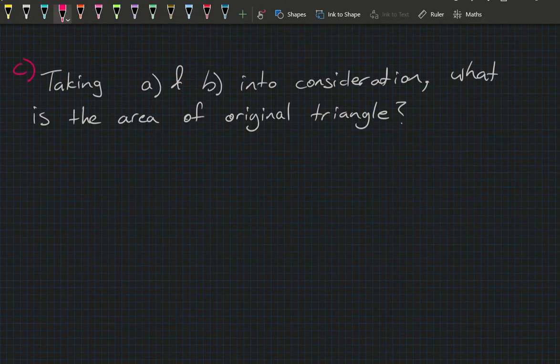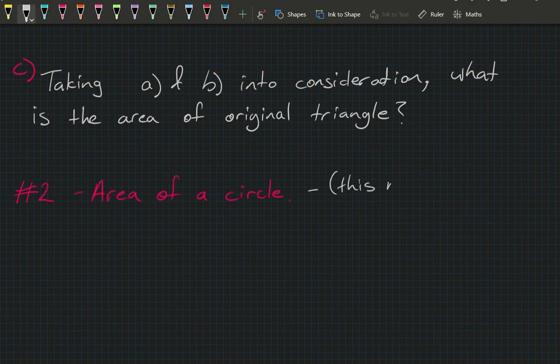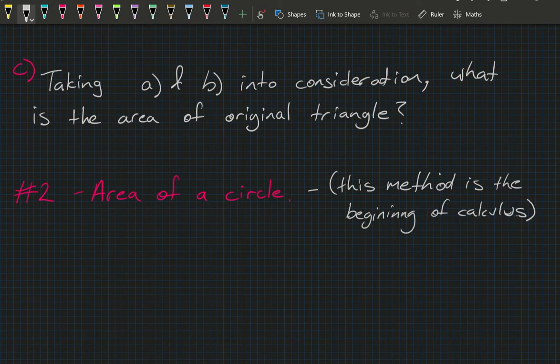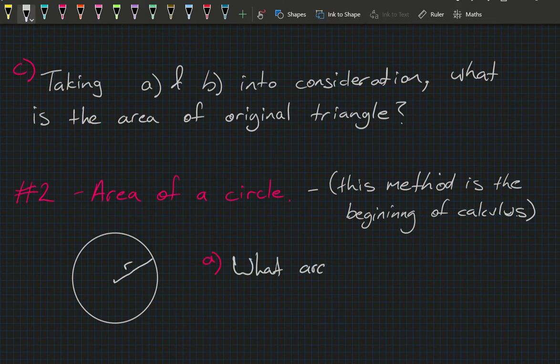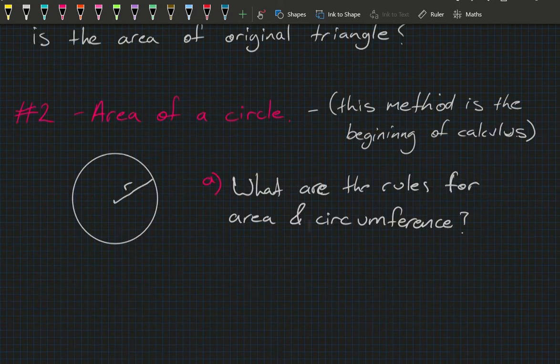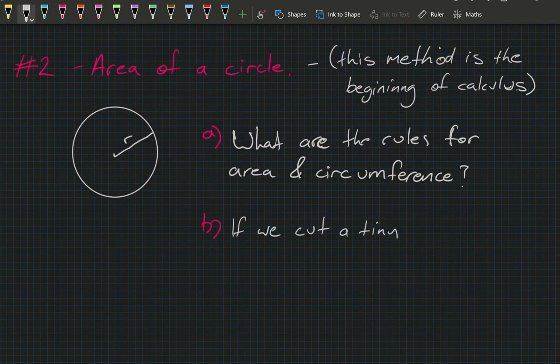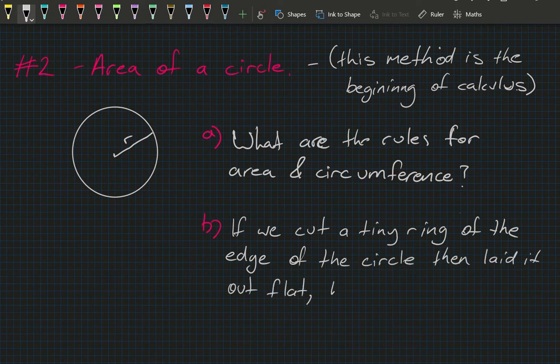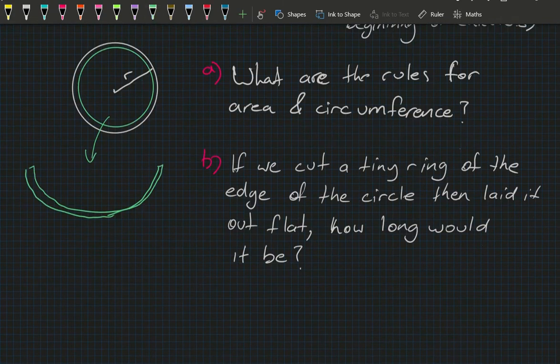Let's move on to challenge number 2, area of a circle. The method that we use here is actually the beginning of calculus. So for this challenge, let's imagine we have a circle with radius r. Part A is, what are the rules for the area and circumference of this circle? Part B is, if we were to cut a tiny ring off the edge of this circle and then lay it out flat, how long would it be? So let's just draw what that would look like.